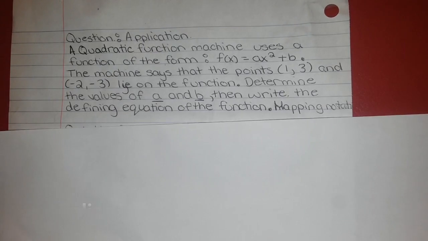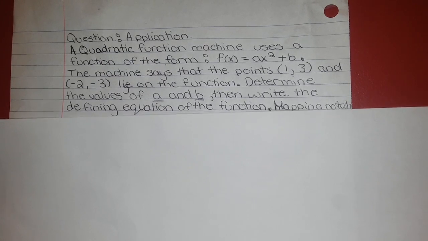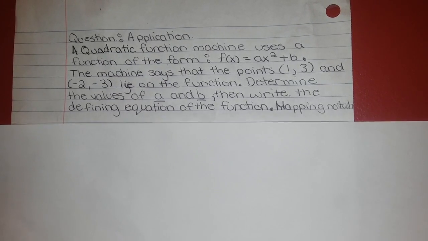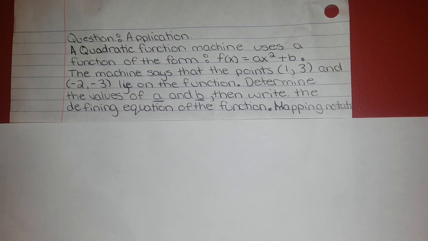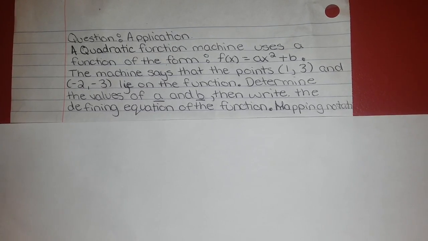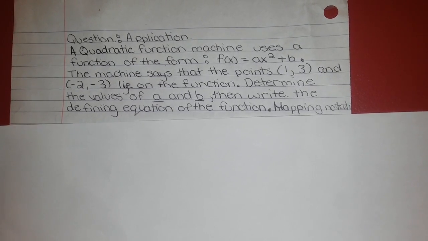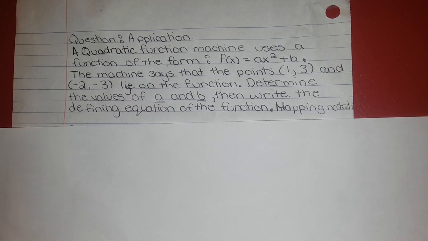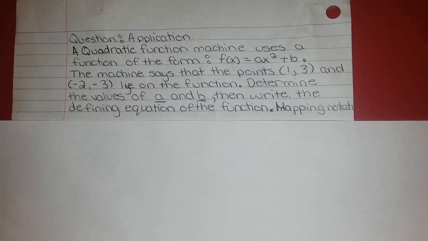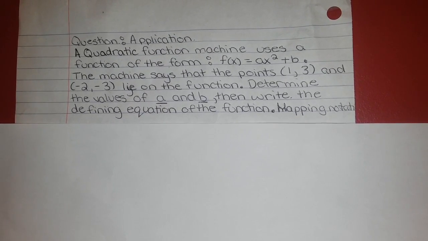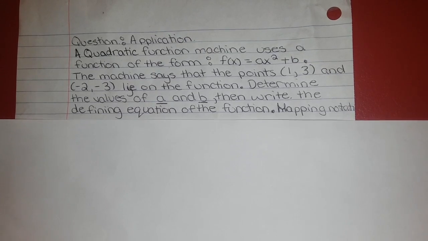Now on to our chapter 2 application question. A quadratic function machine uses a function of the form f of x equals ax squared plus b. The machine says that the points (1, 3) and (-2, -3) lie on the function. Determine the values of a and b in the equation above, then write the defining equation of the final function, and also write it in mapping notation.